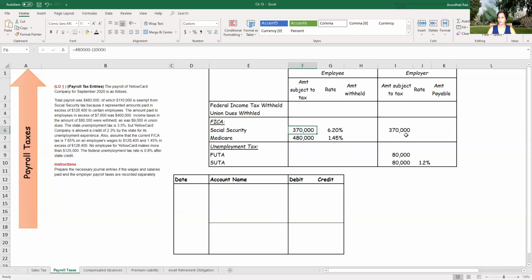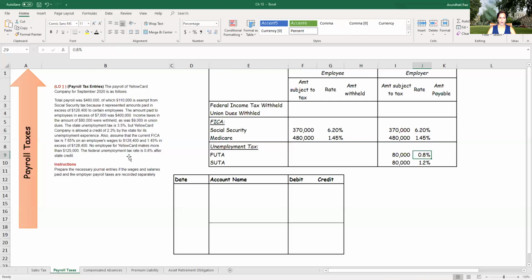So now that I have those rates, it's going to be the same, as you recall, on both sides, what the employer and the employee pay. Okay, let's continue reading here. Is there any more information? No employee for Yellow Card company makes more than 125,000. That's what I mentioned earlier. The federal unemployment rate is 0.8% after state credit. So the federal rate is 0.8%.